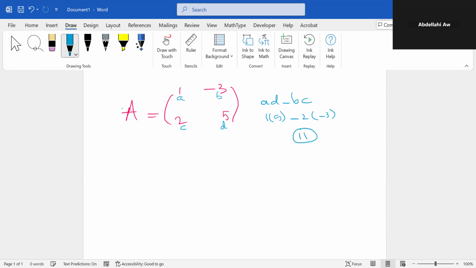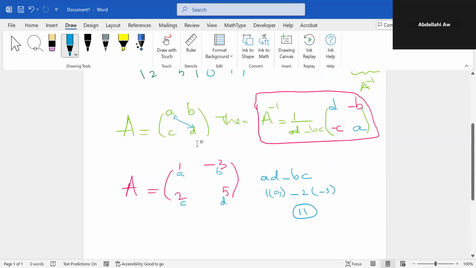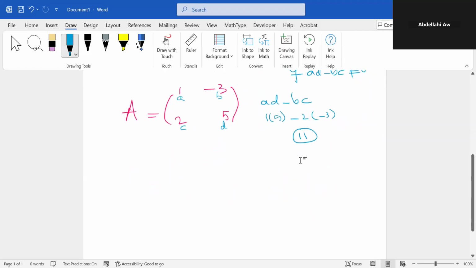If this number was 0, then the inverse would not exist. The inverse only exists if AD minus BC is not 0. If AD minus BC is 0, which sometimes happens, then the inverse does not exist. So now we go to the formula.